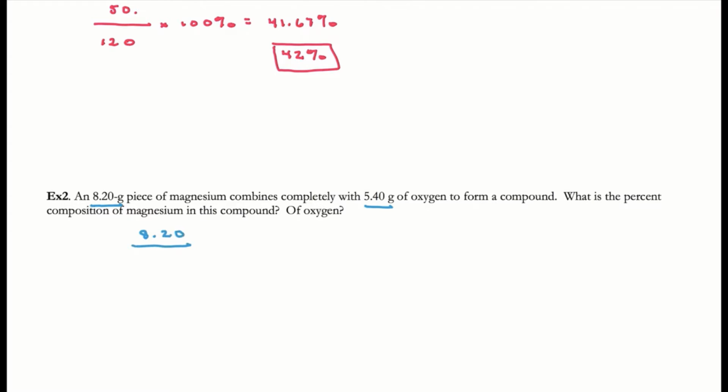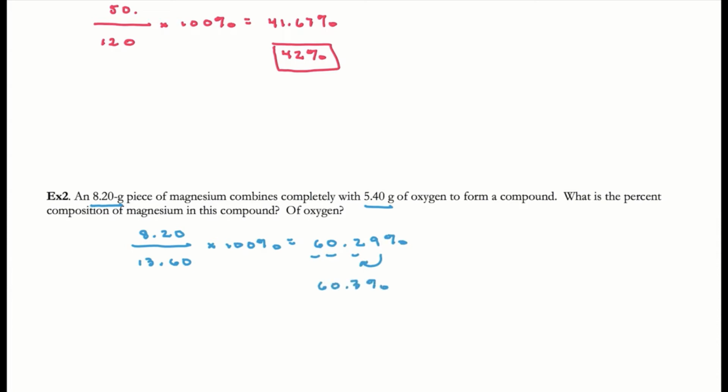I know the mass of magnesium, and I know the mass of oxygen. So when I add those together, that gives me the total mass, which will be 13.60. Multiply that by 100%, and that will tell me what percent of this compound, magnesium oxide, is magnesium. So 8.2 divided by 13.6. 8.20 has 3 sig figs. 13.60 has 4 sig figs. So my final answer, I want to have 3 sig figs. Unrounded, it was 60.29%. So I want 3 sig figs, so I'm going to round this to 60.3%.